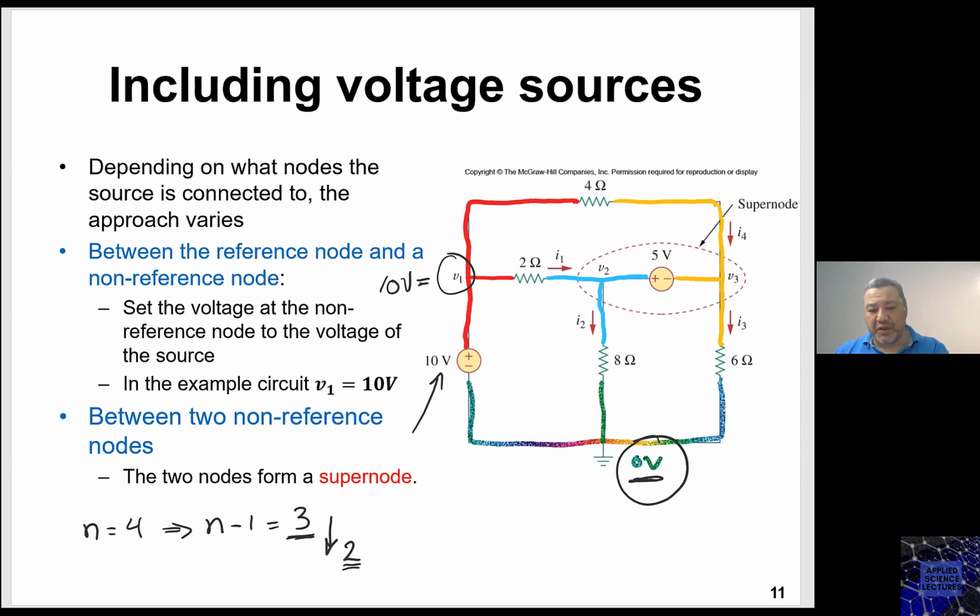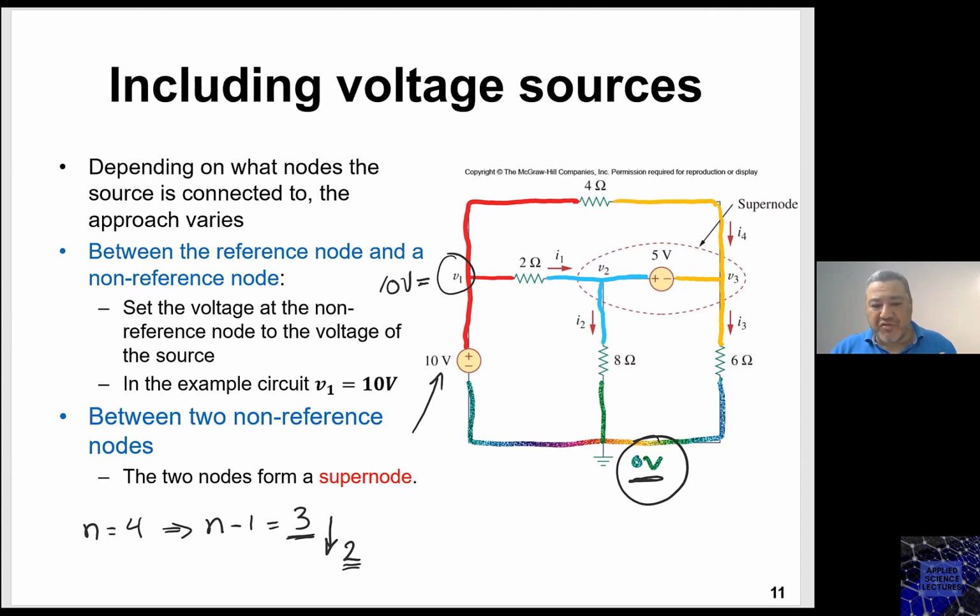V2 minus V3 equals 5 volts. So this voltage source bounded those two variables, created a voltage condition basically between V2 and V3.